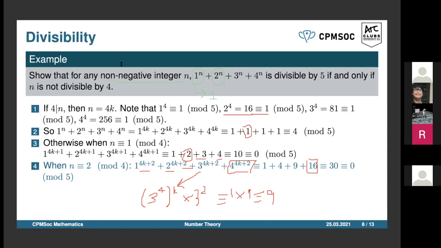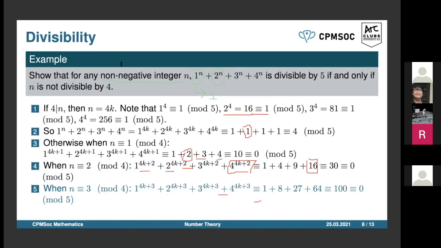Now we can move on to the final case, which is the next stop point, which is n congruent to 3 modulo 4.